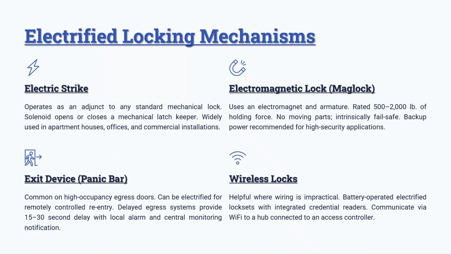Electrified locking mechanisms combine mechanical strength with electronic control. Electric strikes allow doors to be remotely unlocked while maintaining a secure mechanical latch. Electromagnetic locks, or maglocks, provide strong holding force but require continuous power to remain locked. Exit devices, such as panic bars, enable quick and safe egress during emergencies. Wireless locks integrate with access control systems, allowing remote management and monitoring. These systems enhance flexibility and control, but also depend on reliable power and proper integration.